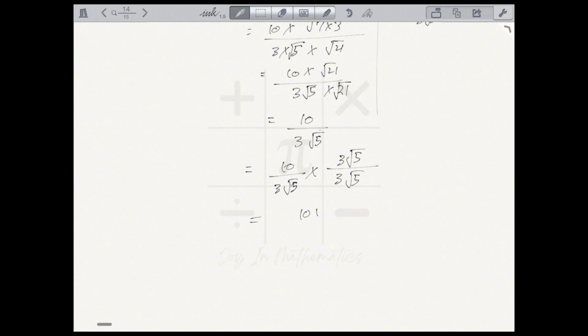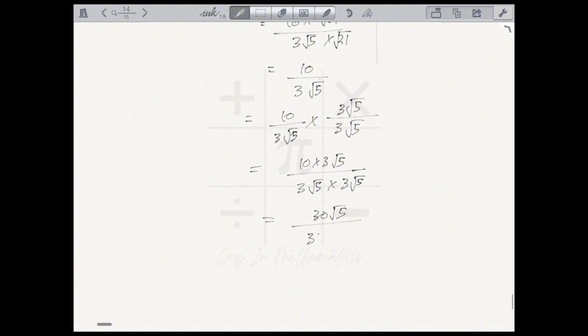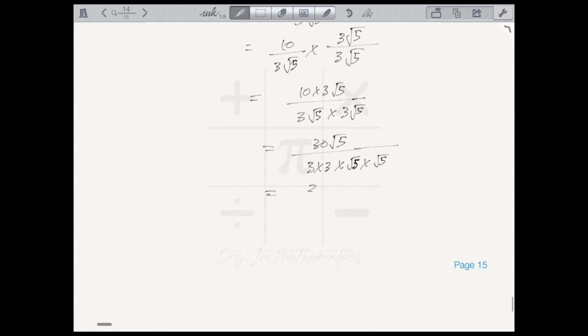So this will be 10 multiplied by 3 root 5, and 3 root 5 multiplied by 3 root 5. So this will be 30 root 5 divided by 3 times 3 multiplied by 3 multiplied by root 5 multiplied by root 5. So this will give us 30 root 5 divided by 9 multiplied by 5.